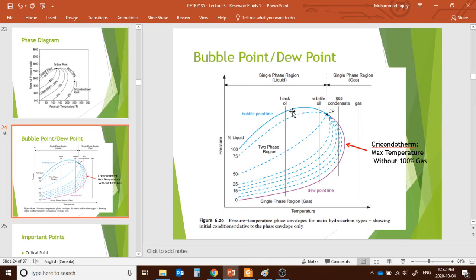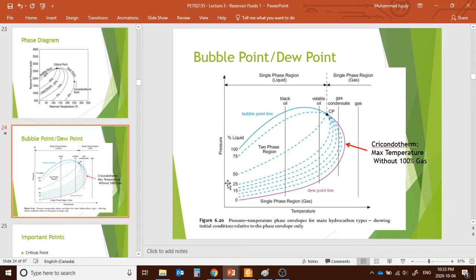Now, just like the Cricondentherm, we got a Cricondenbar at this point. Okay, that means the pressure, beyond that, would be totally liquid. Okay, 100% liquid right after that. So this is the liquid and this is the dew point line, that means the vapor.